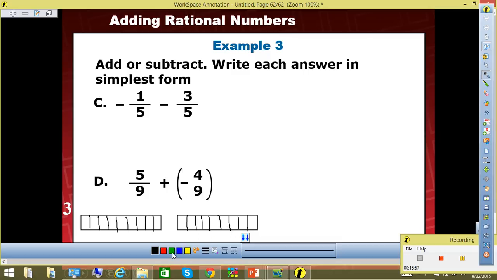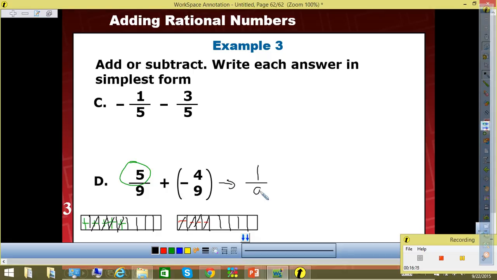Now check this out. Look up. How am I going to use this for this? This is a positive 5, so that means 1, 2, 3, 4, 5. How about this one? How many? 4 negatives. 1, 2, 3, 4. Do we have any zero pairs? 1, 2, 3, 4. 1, 2, 3, 4. Do we have any negatives left? Any positives left? Yes, that 1, so this is 1/9.